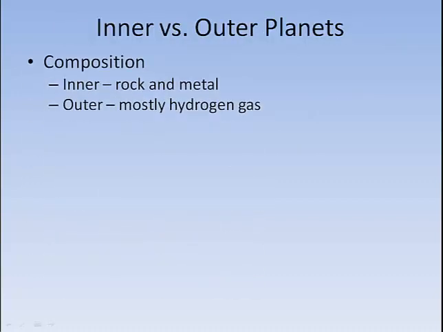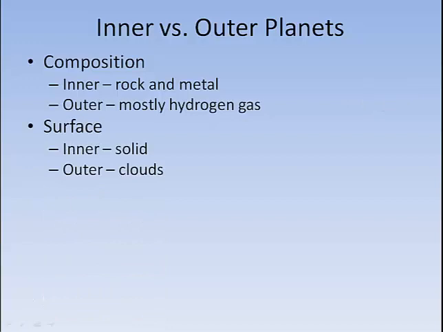Now, let's look at the differences between the inner and outer planets, right? We talked about composition. We said the inner planets were rock and metal. The outer planets are mostly hydrogen gas that exists as gas and ice. The surface is different too. The inner planets are solid, just like the Earth. The outer planets are not. The surface is clouds. You couldn't walk on the surface of Jupiter.